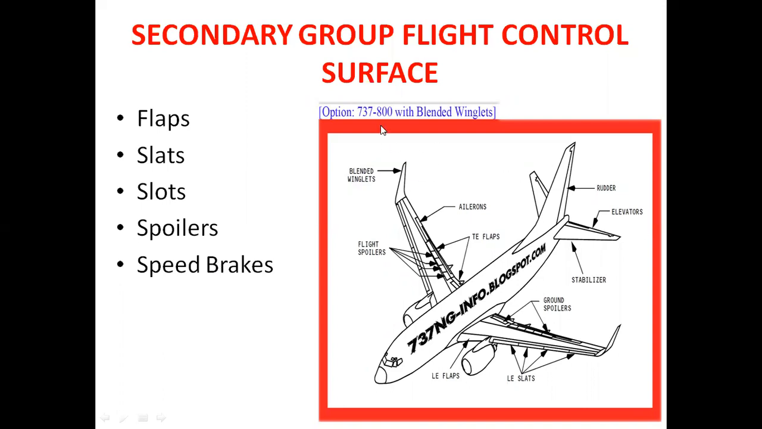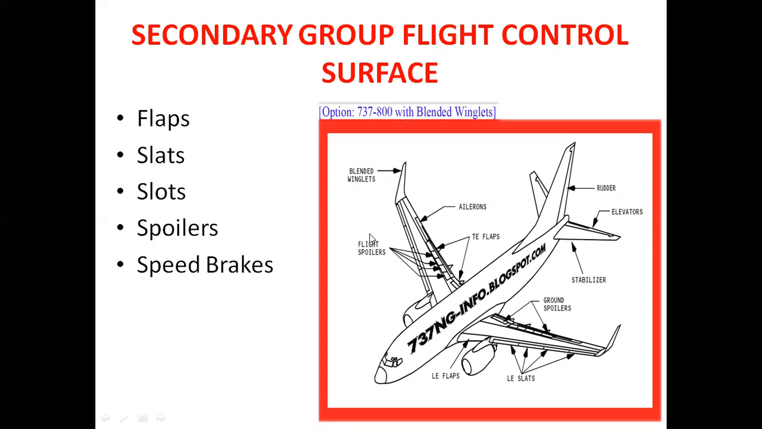See, this is an example of a Boeing 737-800 aircraft, in which here it's a leading edge flap, here it's a flight spoiler, here it is a ground spoiler, here it is a leading edge flap, and here it is slats. These all are secondary group flight control surfaces.